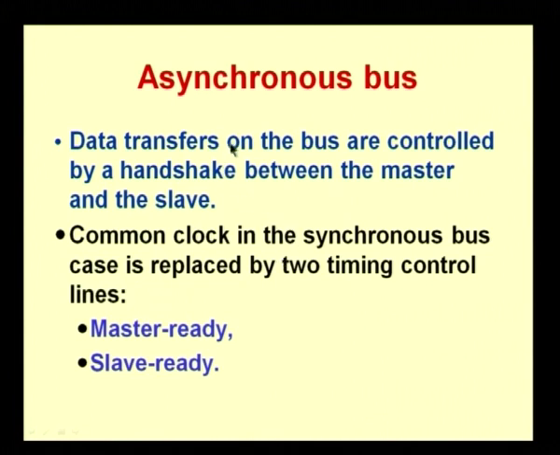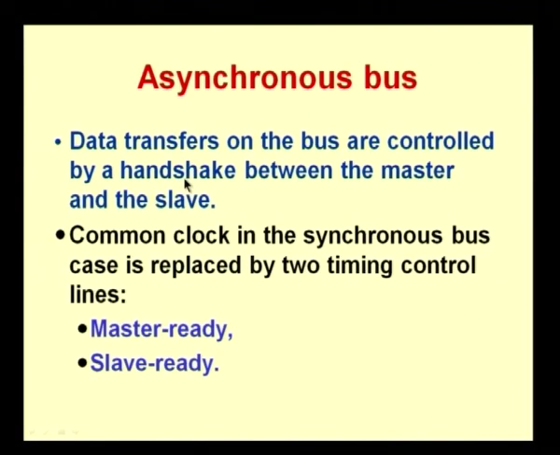So, as we said, in an asynchronous bus, the data transfers are controlled by means of a handshake between the master and the slave. Remember the terms that we have used here: master and slave are the two devices which are talking using the bus. The one which is initiating the data transfer is the master, the one which is responding to it is the slave. So, your processor, if it initiates the transfer, becomes the master. If the IO device initiates the transfer, that becomes the master and the processor will become the slave.